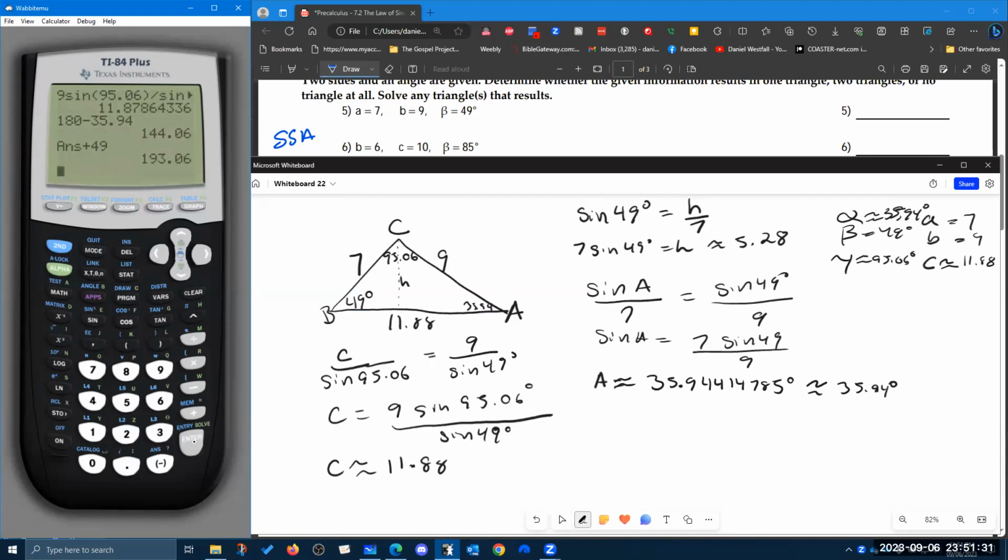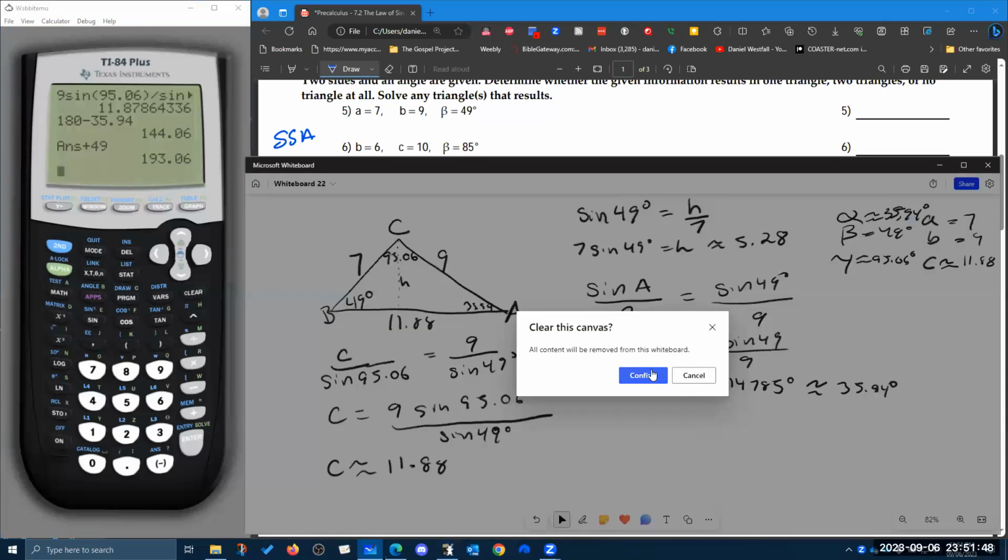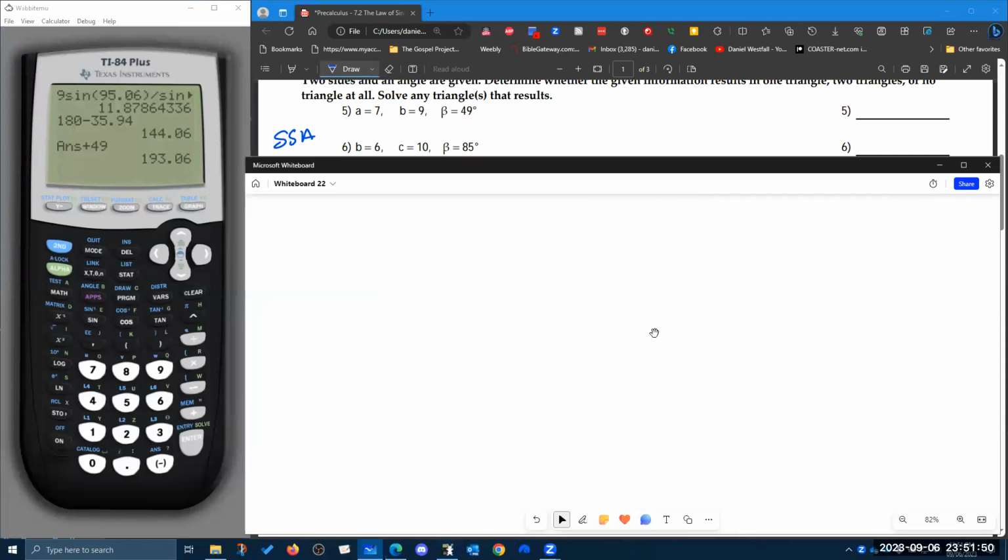There's no second triangle. If I came out with less than 180 degrees here, then angle C could be a different measure, and I'd have an A prime, a B prime, and a C prime. I think that's the way the next one is going to work out. We'll see, because I think there's an example of each here. So I've got a 5, a 6, and a 7 to work out.